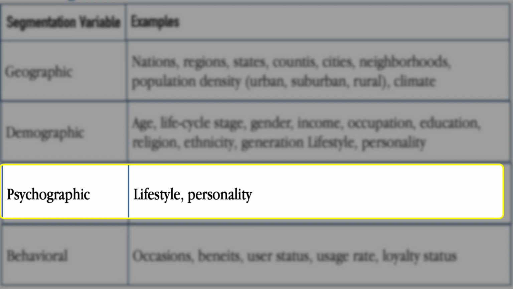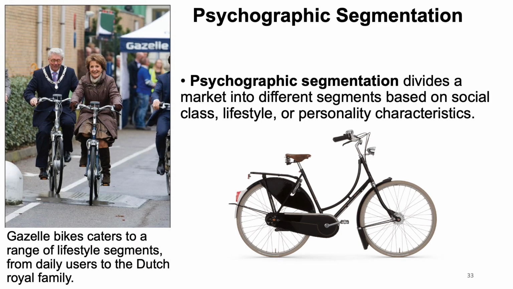The next segmentation process is psychographic segmentation. Psychographic segmentation divides a market into different segments based on social class, lifestyles, or personality characteristics. People in the same demographic group can have very different psychographic characteristics. People buy products that reflect their lifestyles. Marketers also use personality variables to segment markets. For example, different soft drinks target different personalities.